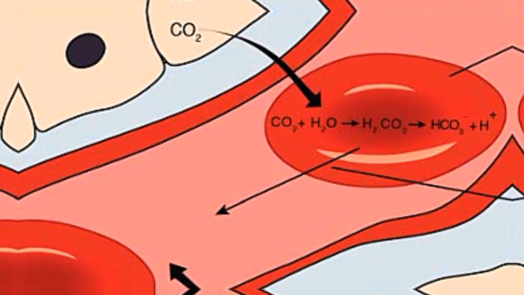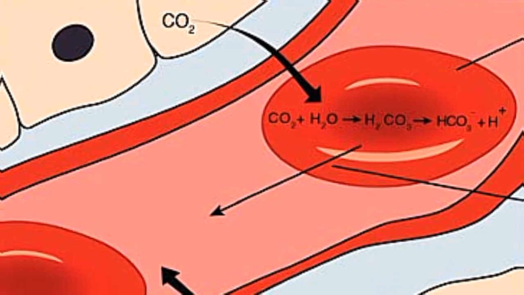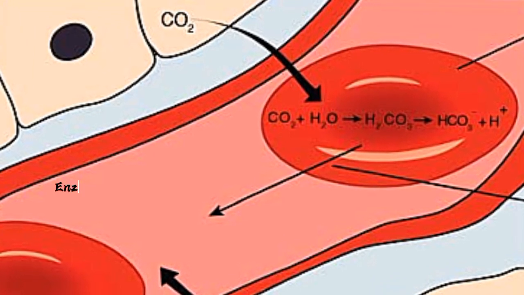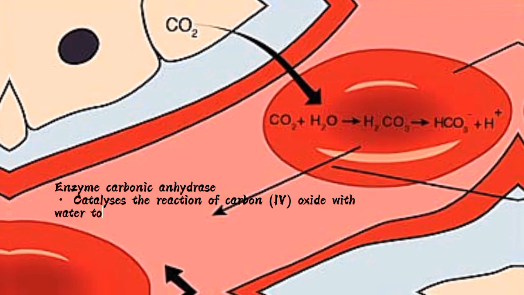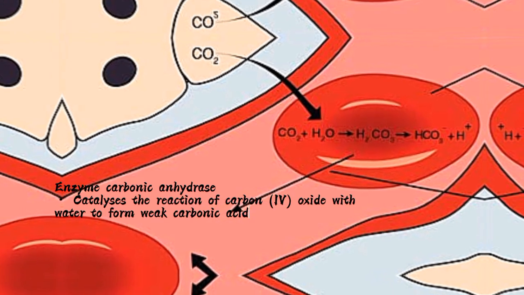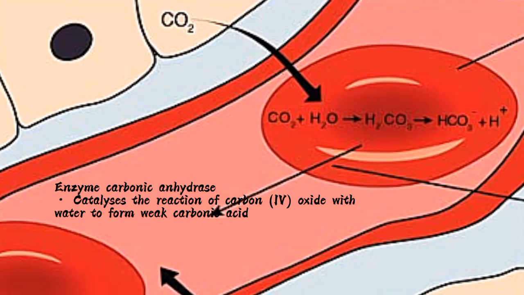Now, remember the enzyme we mentioned, the enzyme that is present in red blood cells? This enzyme is referred to as carbonic anhydrase. Essentially, the function of this enzyme is to catalyze the reaction between carbon 4 oxide and water. This leads to the formation of weak carbonic acid. So, most of the carbon 4 oxide that diffuses into the red blood cell reacts with water to form weak carbonic acid. This reaction is catalyzed by the enzyme carbonic anhydrase.